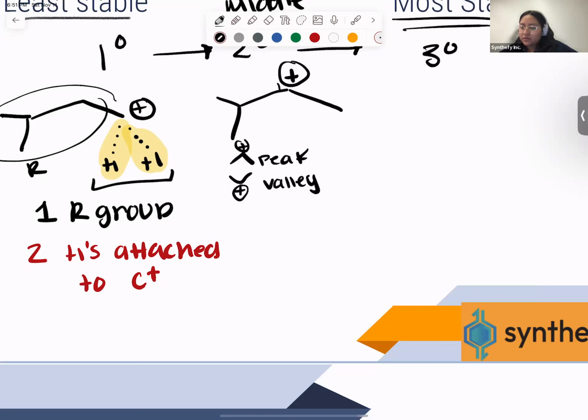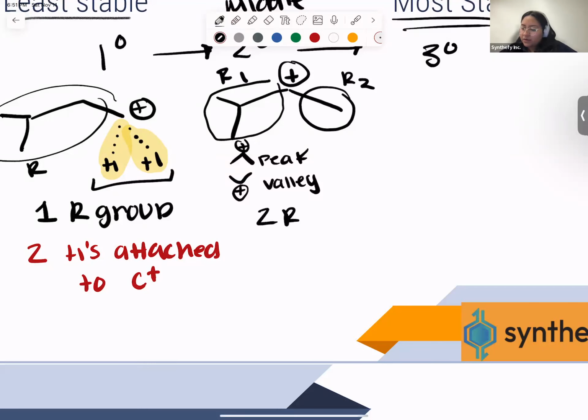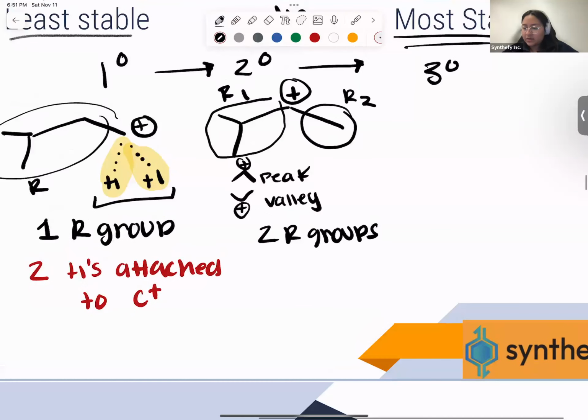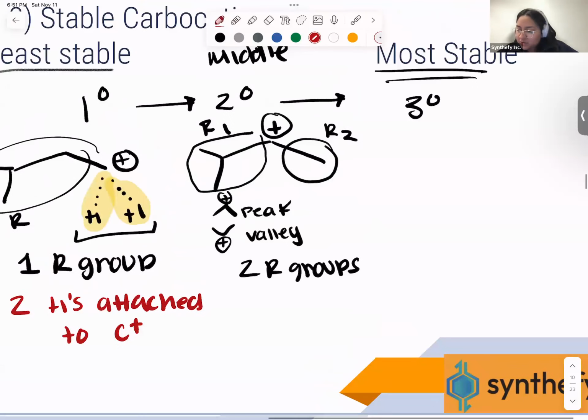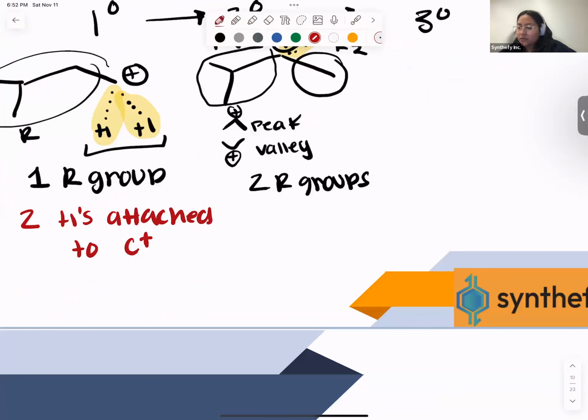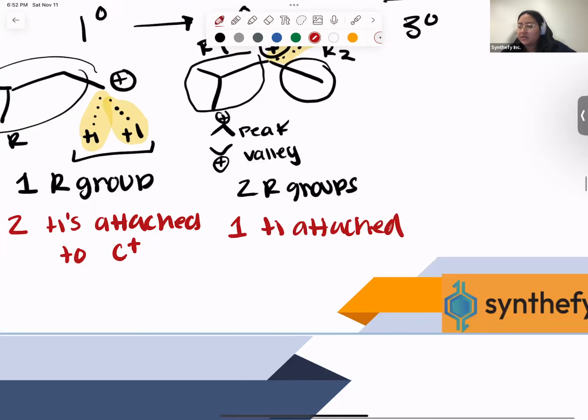Here, the R groups are divided. This is R group one, this is R group two. There are two R groups, so it's a secondary carbocation. We want to look in terms of hydrogen. There's one hydrogen attached here, because we already see that it's attached to two other things. We know that a positive carbon has to be attached to three things, so there must be an implied hydrogen there. There's one hydrogen attached, so that's the second one.